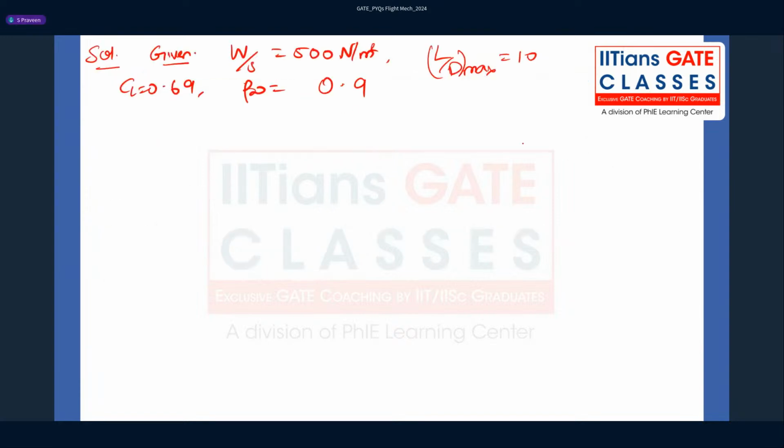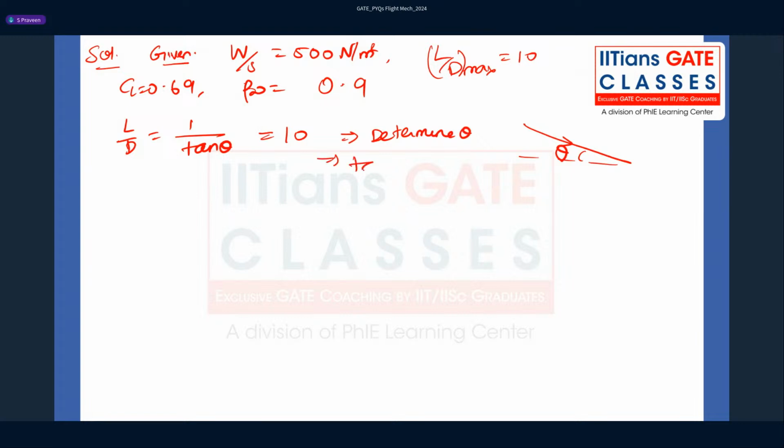I know from theory that if it is gliding, and this is the glide angle, some theta, then L by D is basically 1 by tan theta. This is given as 10, so from here you can simply determine theta. That is simply tan inverse of 1 by 10. That's what you will do.